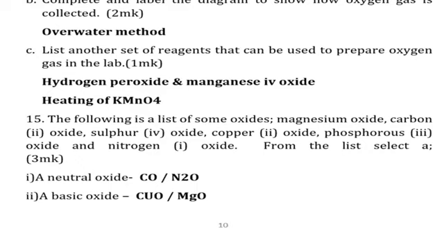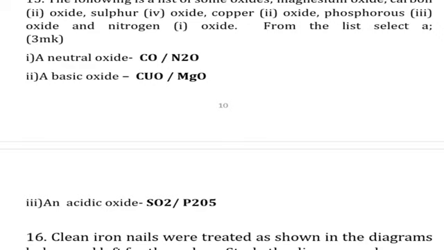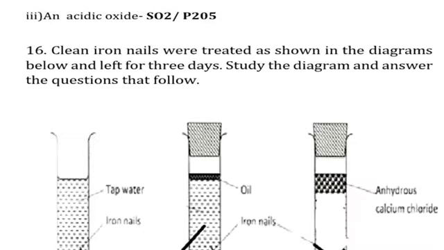Number 15. The following is a list of some oxides: magnesium oxide, carbon 4 oxide, sulfur 4 oxide, copper 2 oxide, phosphorus 3 oxide, and nitrogen 1 oxide. From the list, select number 1, a neutral oxide. That one, you can see it there. And basic oxide, that one. Acidic oxide, that one. You can see them there.